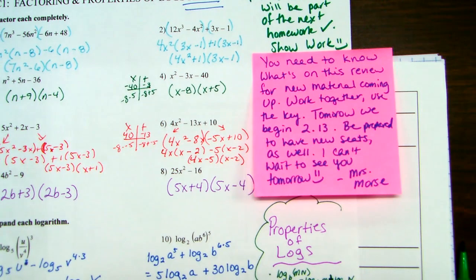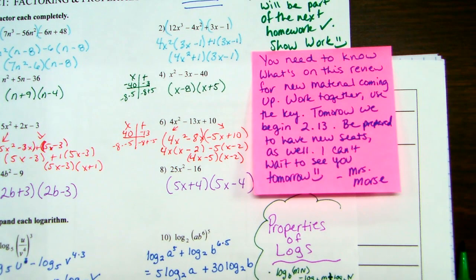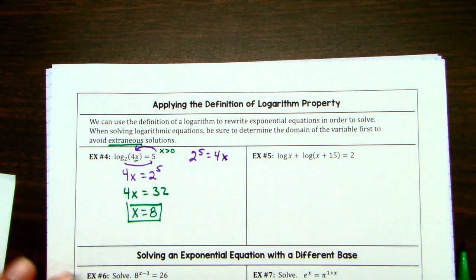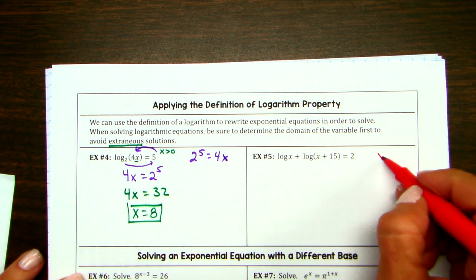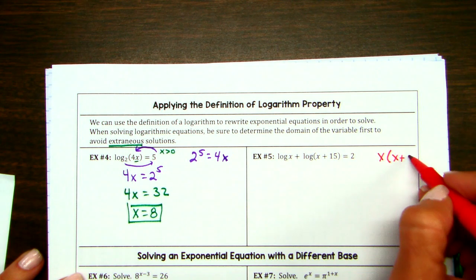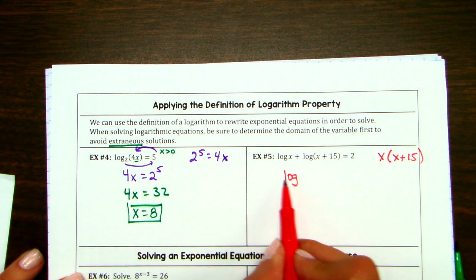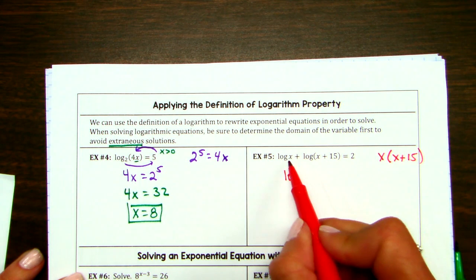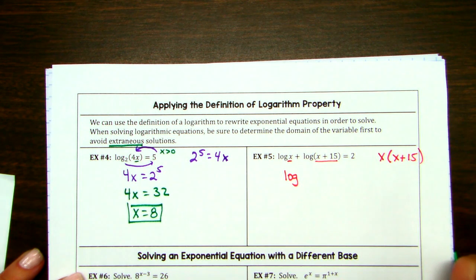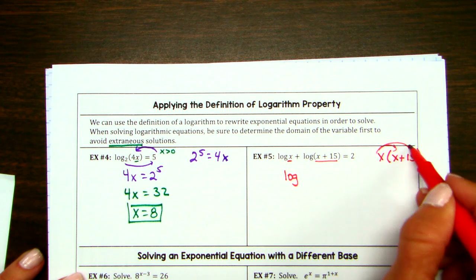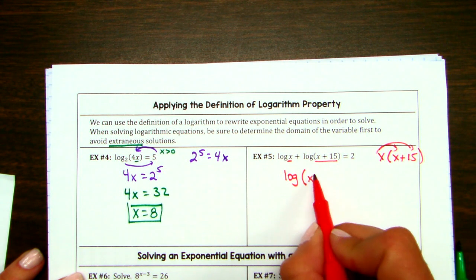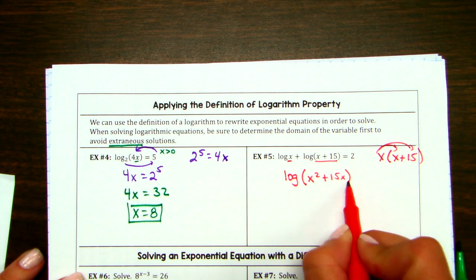Remember this property? When you have a plus in between 2 logs, you can rewrite it as multiplication, right? With a plus in between, we write the word log base b once and do m times n. And that's what we're going to do. I'm going to combine them and then multiply those 2 numbers together. So I'm going to have log base 10, right? It's a common log. And then when I do x times x plus 15, I get x squared plus 15x.